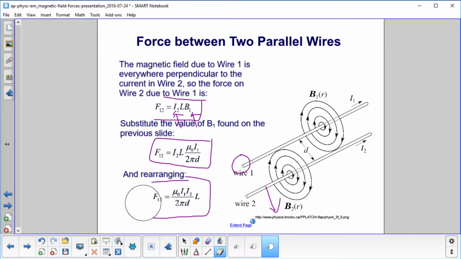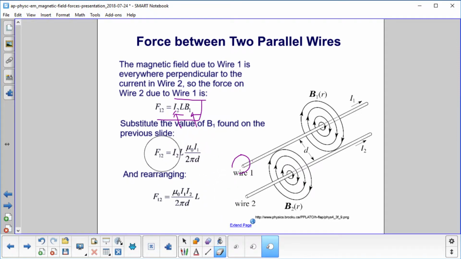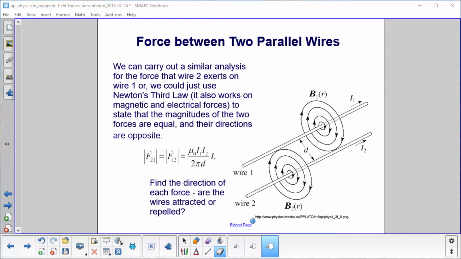Let me erase this, and I recommend you go over the slide again without me talking, and hopefully it still makes sense to you. We can do the same thing to find the force that wire 2 exerts on wire 1, or just use Newton's third law, which of course works on magnetic and electrical forces in addition to standard contact forces. We can state that the magnitudes of the two forces are equal and their directions are opposite each other.